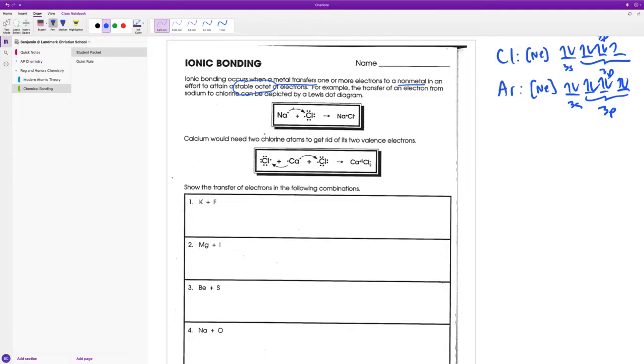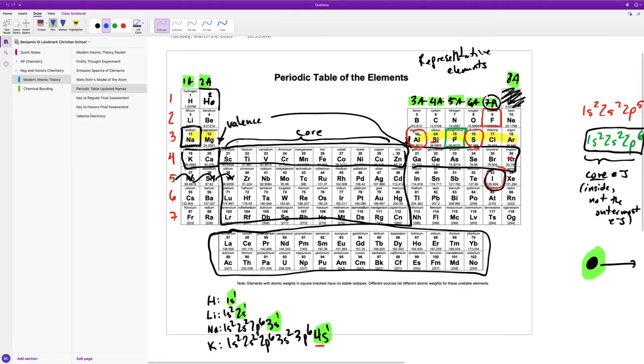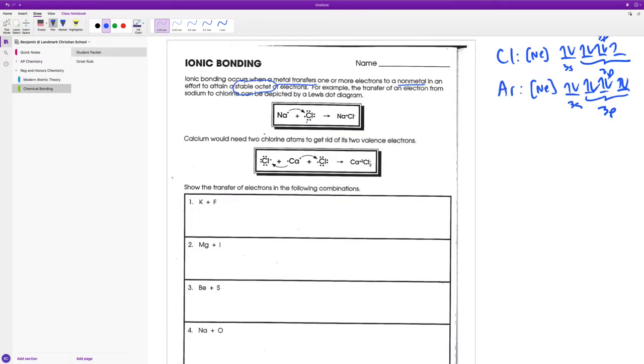So here's the dot diagram for sodium. It's got 1 valence electron, and chlorine has 7. Do you remember the easy way to figure out how many valence electrons elements have? Right. Here's sodium. It's in group 1A. It's got 1 valence electron. Chlorine, 7A, 7 valence electrons. So it's all about the group number for the representative elements.